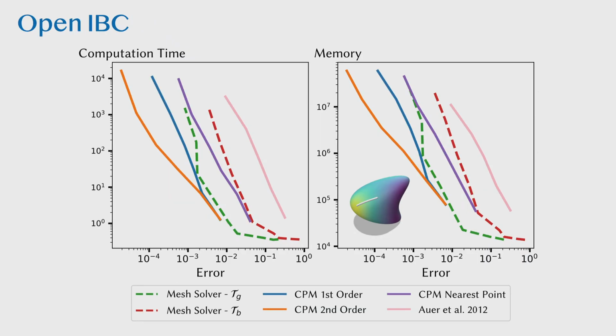So for an open curve, remember the first and second order methods are slightly different because you don't include these grid points in the gaps near the endpoints. So comparing again the error for fixed computation time and the memory usage, you can see that the first and second order methods in blue and orange have the lowest error. So that's basically the only difference here, is that the blue curve for the first order method became better than the mesh-based good mesh solver.